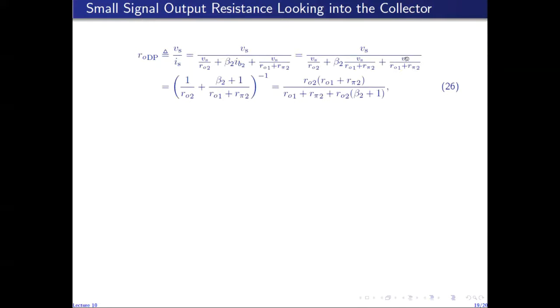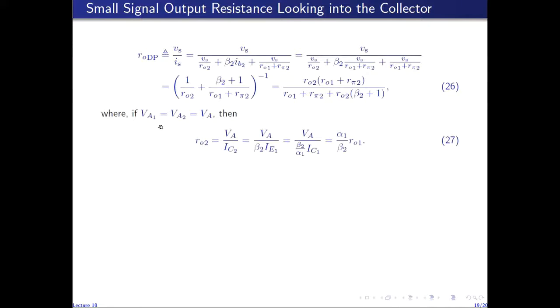And then I can take Vs out common and cancel with the Vs in the numerator. And I can combine these two terms. So this becomes beta 2 plus 1 over this denominator. They have a common denominator. And then I can write this expression like this, in which I can simplify and take the inverse to get this form for the output resistance of the Darlington pair between collector and emitter looking into the collector.